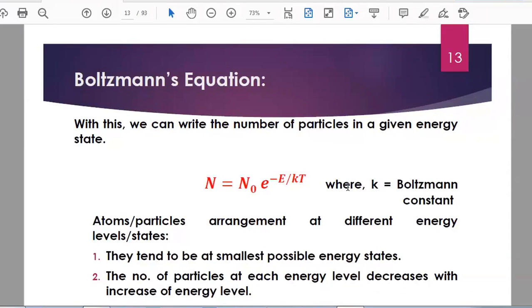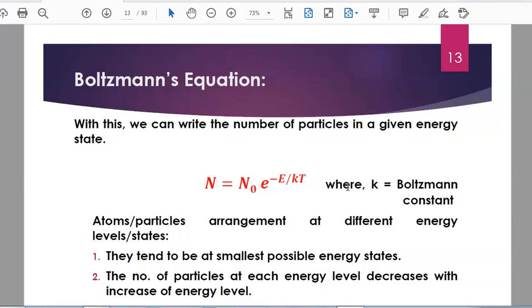Okay, so the Boltzmann equation is very important to understand the number of particles, to know more about the number of particles in a given energy state. It is just like your radioactive decay equation which you have studied up to 12th standard. The same way we can write the number of particles using this Boltzmann equation.